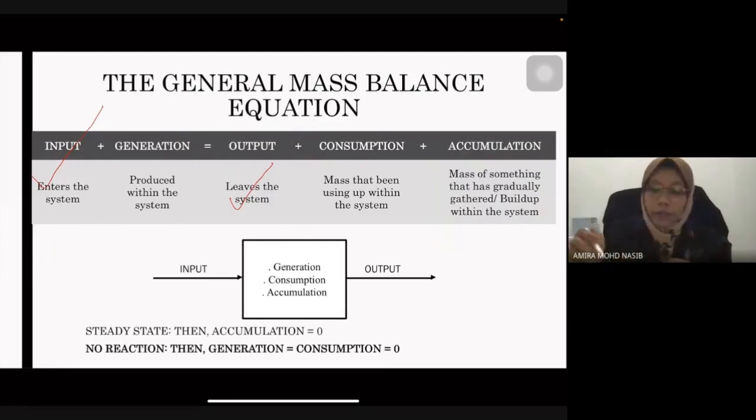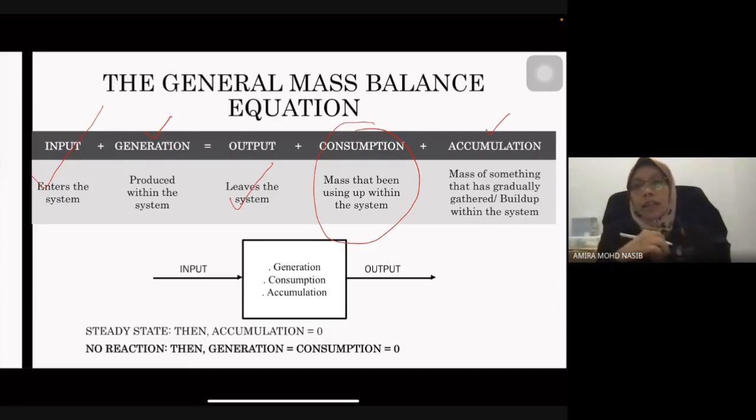And then there are three new terms that you are going to learn here. Generation is something that you produce within the system. Basically, generation is where you have a reaction of two inputs. When A plus B equals C, C is your generation, something new that you generate. Consumption is mass that is used up within the system. Same goes for consumption, when you have a reaction in your system. And thirdly, accumulation is something that gradually builds up within the system.